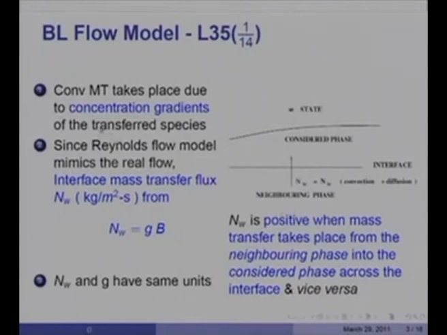So convective mass transfer takes place due to concentration gradients in the considered phase, and since the Reynolds flow model mimics the real flow, the interface mass flux is given as Nw equal to gB, and Nw and g have the same unit. Nw is required as a boundary condition because it goes to the mass transfer equation as well as the energy equation and as well as the momentum equation, because Nw brings with it a certain velocity at which the mass comes in.